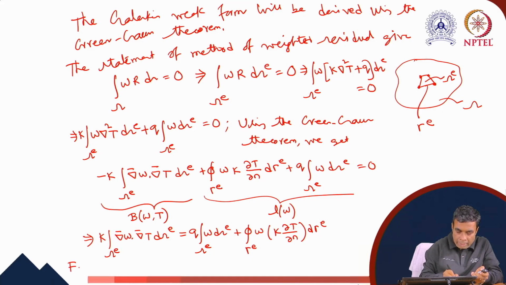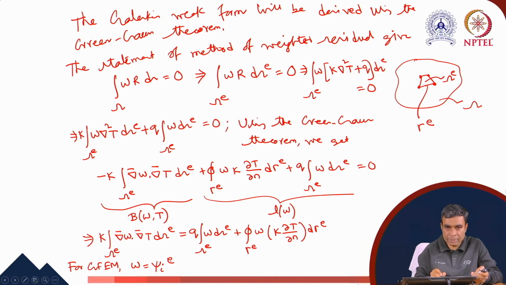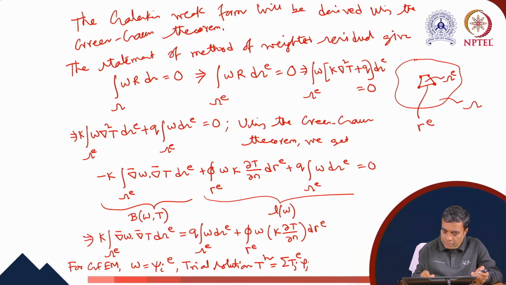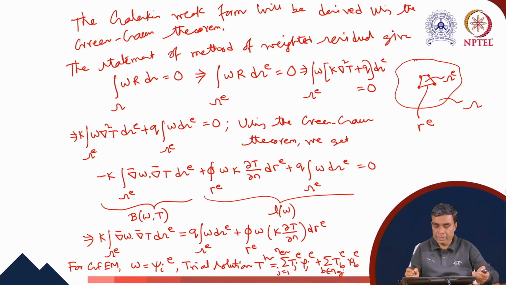For Galerkin finite element formulation or GFEM, we select w equals psi ie, or weight function equals shape function. Our trial solution is given as T^h equals summation T_j^e psi_j^e, j varying from 1 to NEN, plus summation of T_b^e psi_b^e, where b belongs to eta_g.